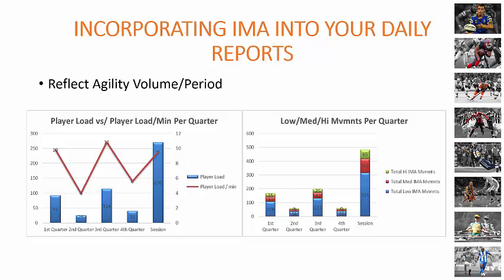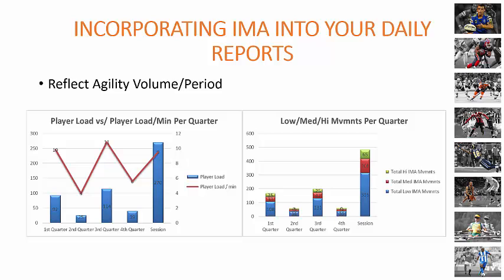And so what we're seeing here, really interesting, is that in the first and the third quarter, there's a higher player load and a higher player load per minute. On the same note, there are more low, medium, and high IMA movements per quarter than there are in the second and fourth quarter. So this is not broken down by a position or an individual. This is just a reflection of the team.